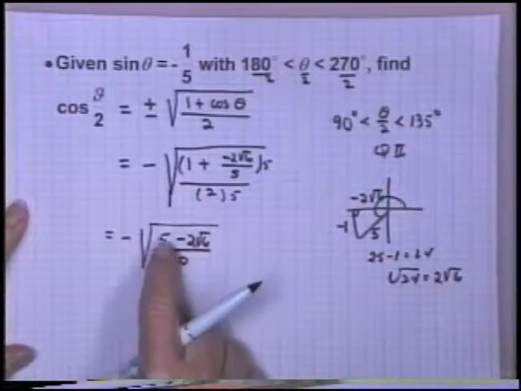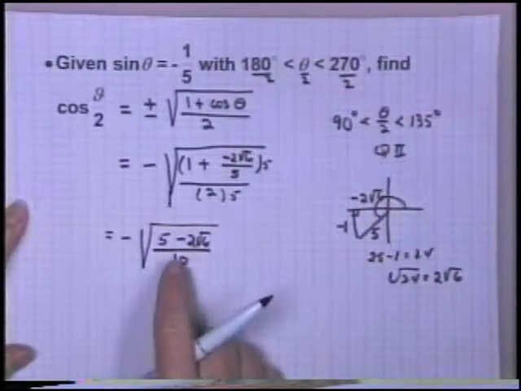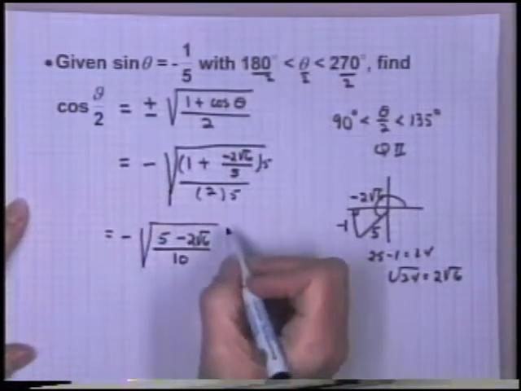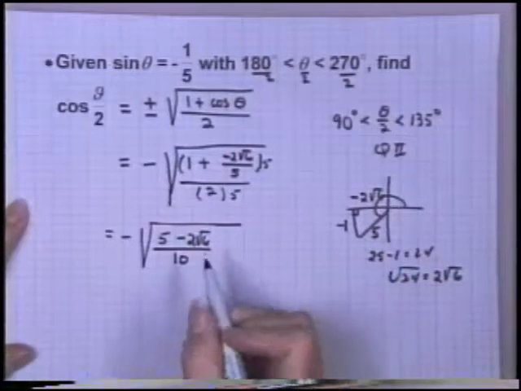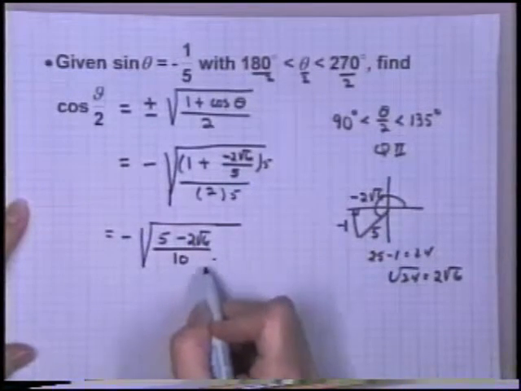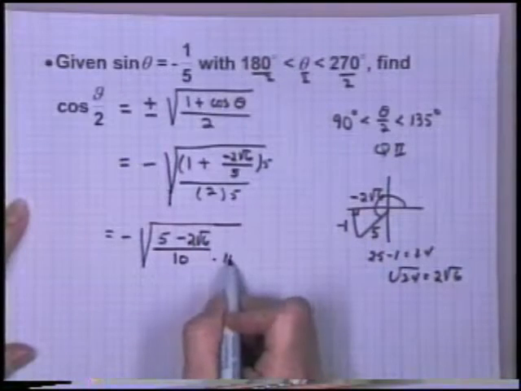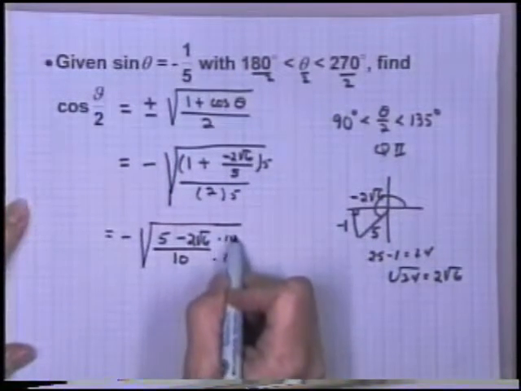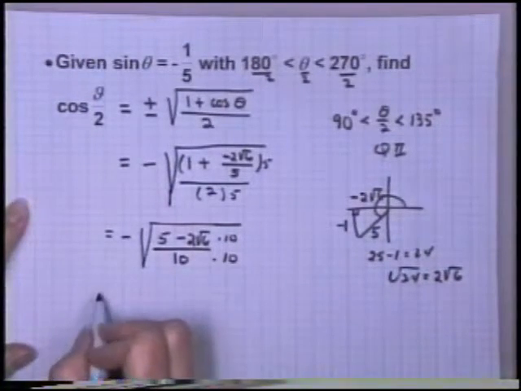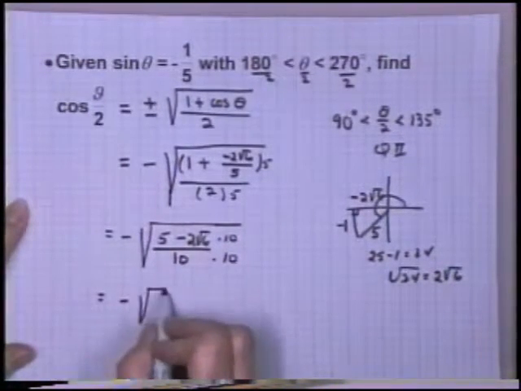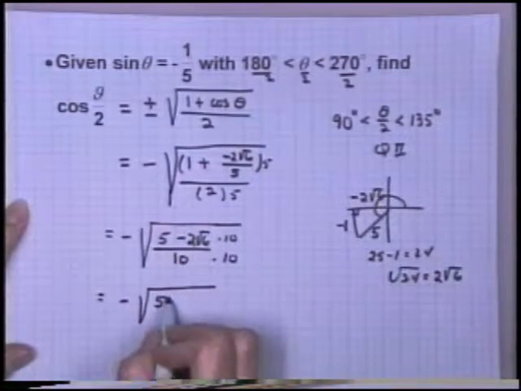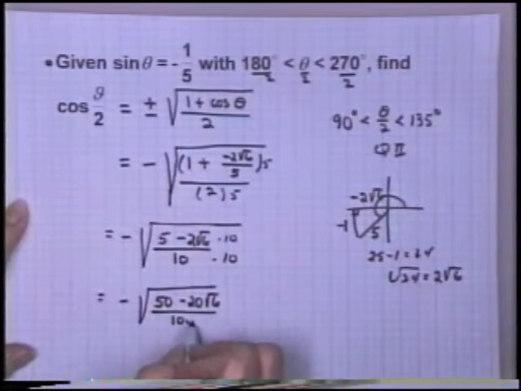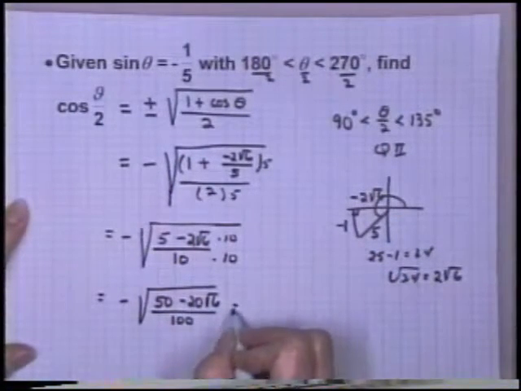Now there's a couple of things you can do then. You could rewrite this as square root 5 minus 2 square root 6 over square root 10 and rationalize. Or I'm going to do it this way. What would I need to multiply times 10 down here to have a perfect square? It'd be a 10, wouldn't it? 10 times 10 would be 100, and then I could take the square root. Well, if I do the denominator by 10, I can do the numerator by 10, can't I? Okay, so let's do that. So I've got the square root of 50 minus 20 square root 6 over 100.